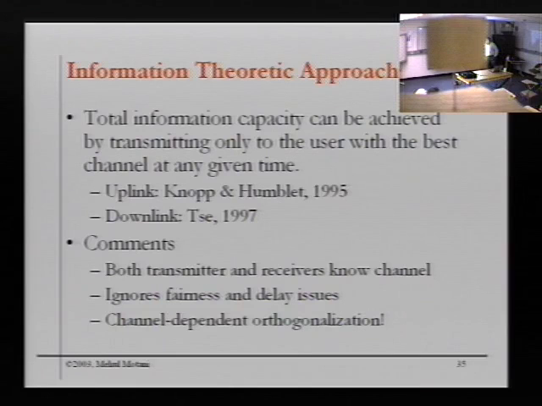So, comments here. The important point is that it's essentially under the title of orthogonalization, but it's channel dependent. The channel decides how you orthogonalize users. So it's a time division type of process, except you don't decide, the channel decides.